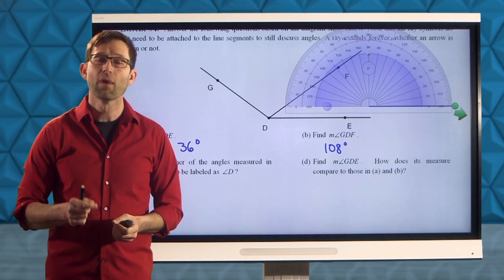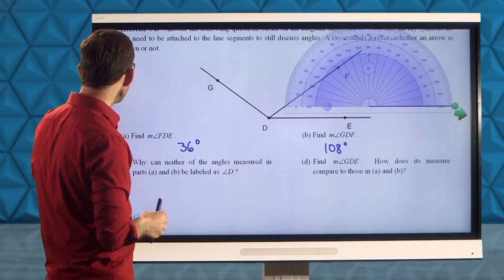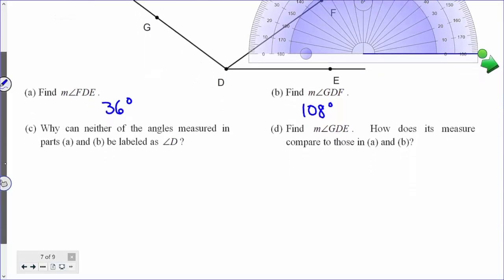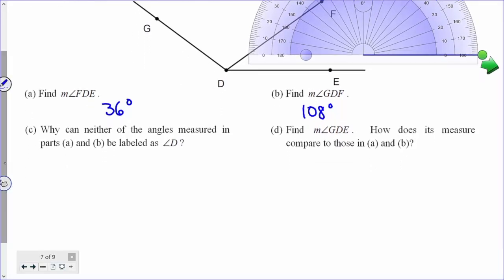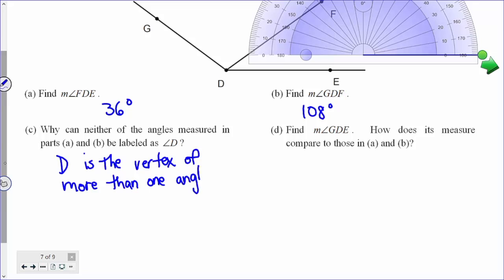All right, let's talk about it. The plain fact is, the reason that you can't call either of those angles angle D is because you wouldn't know what angle we were referring to. Unfortunately, point D itself is the vertex of more than one angle. And that's the key, right? Because it's the vertex of more than one angle, if we called anything angle D, we wouldn't know which angle we were referring to.